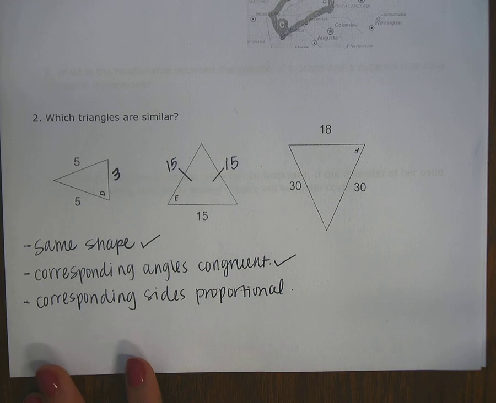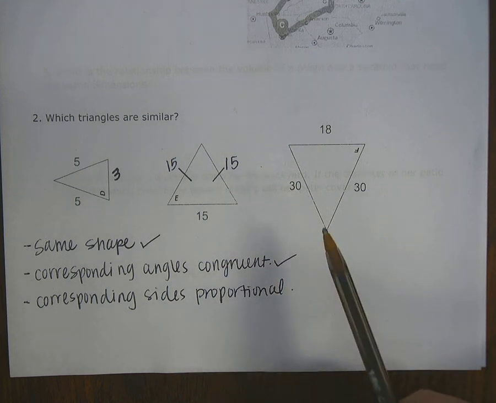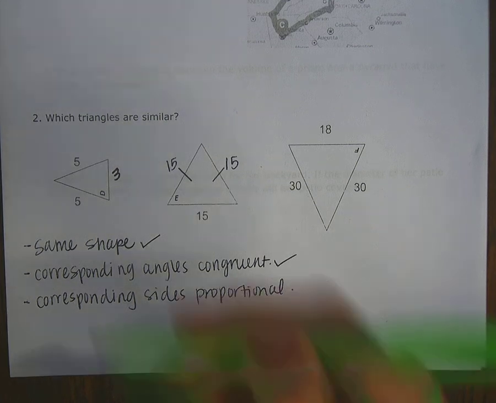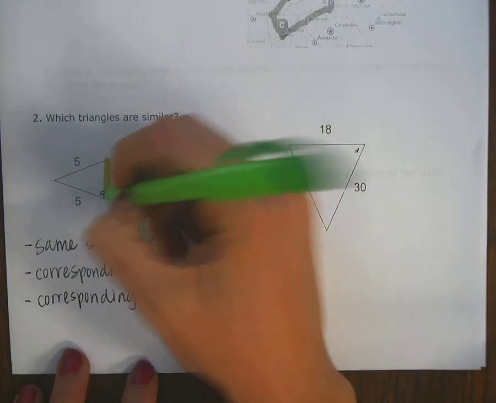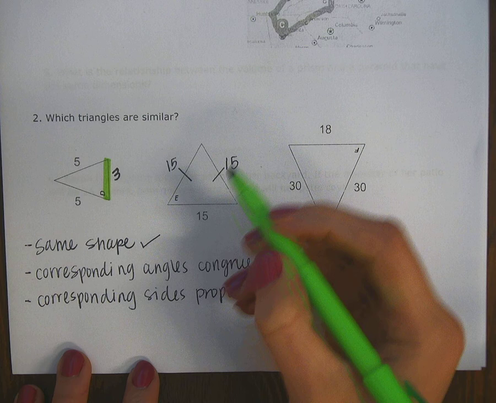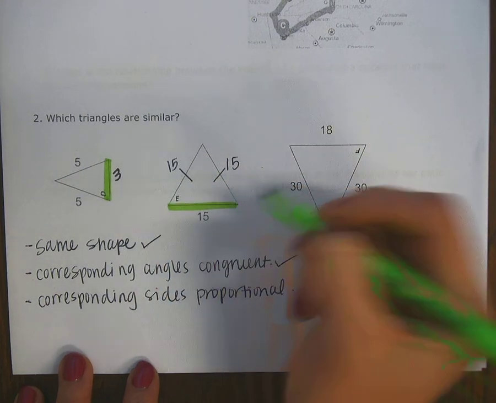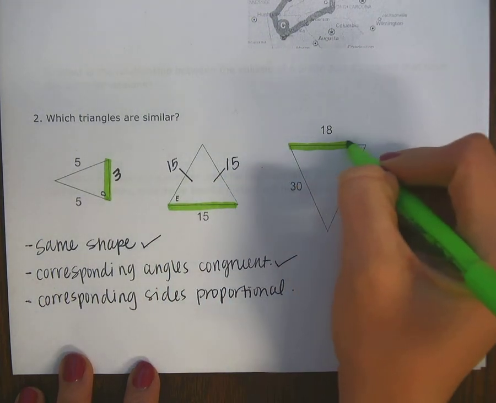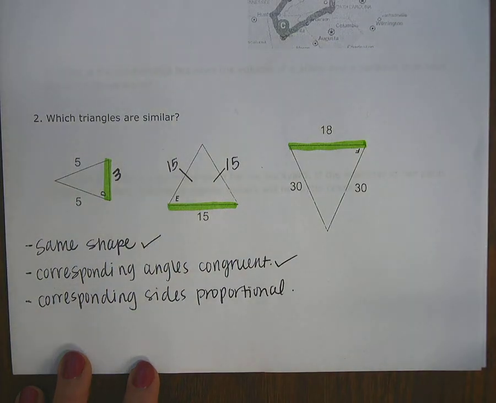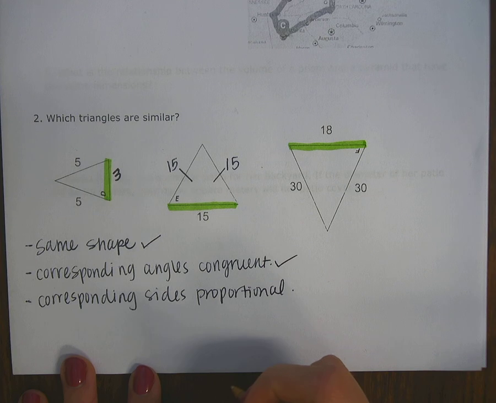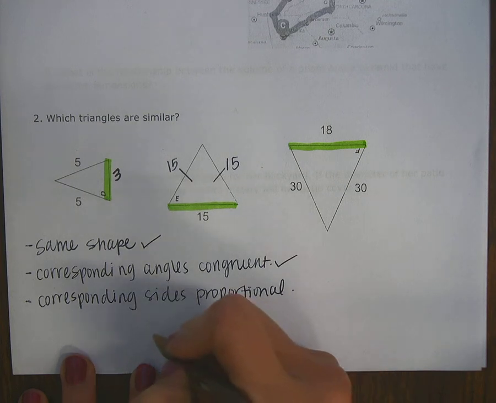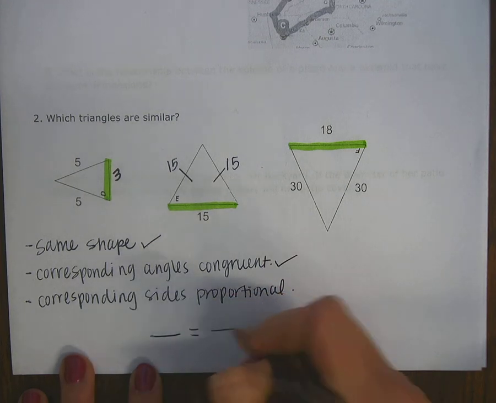So first, to set up our proportion, we need to identify the corresponding sides. So even though some of our triangles are turned differently, I can look and tell that this side corresponds with this side on this triangle and this one on this triangle. So I'm going to go ahead and set up a proportion, and my proportion is going to have 3 ratios since I have 3 triangles. So it's going to look like this.